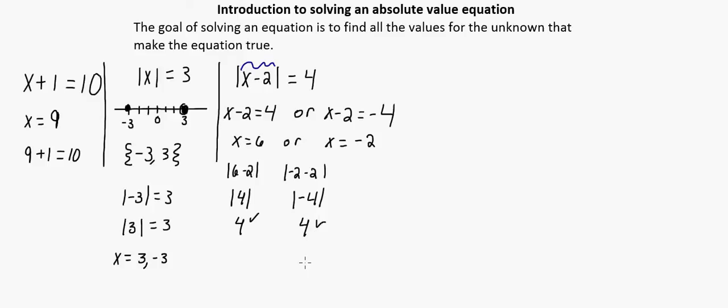Okay, so this builds us up to the general idea of how we're going to solve these equations. And I think I'm going to leave that for the next video, of what we need to do to solve a general absolute value equation, and let you think about it until you watch the next video.